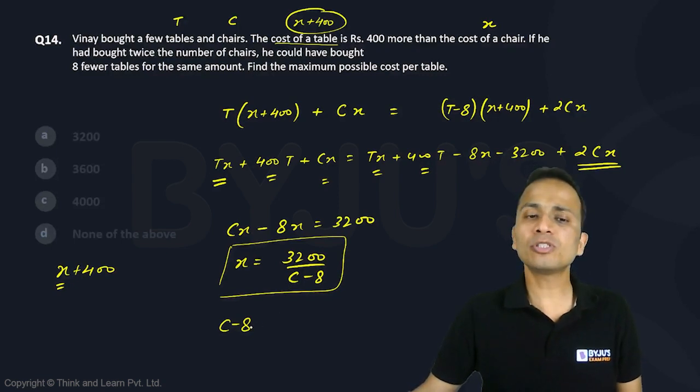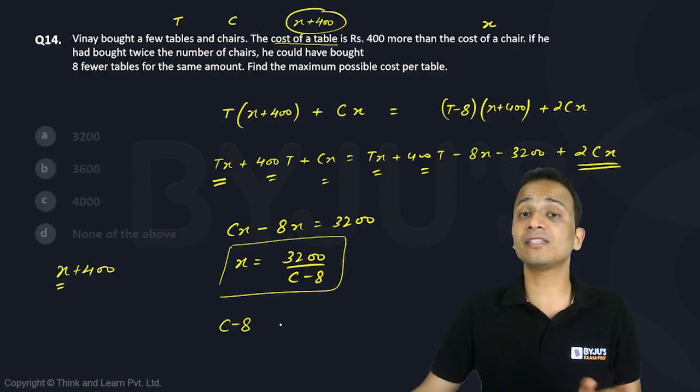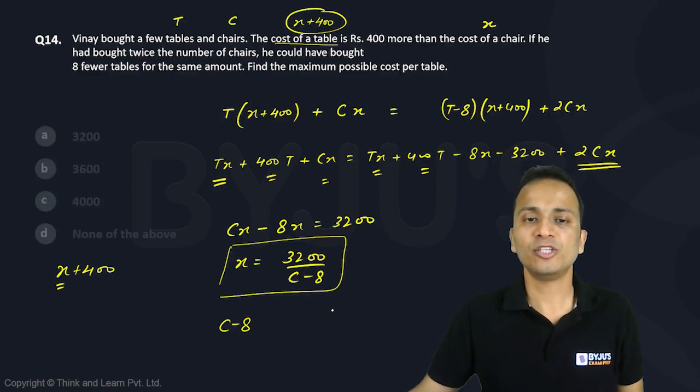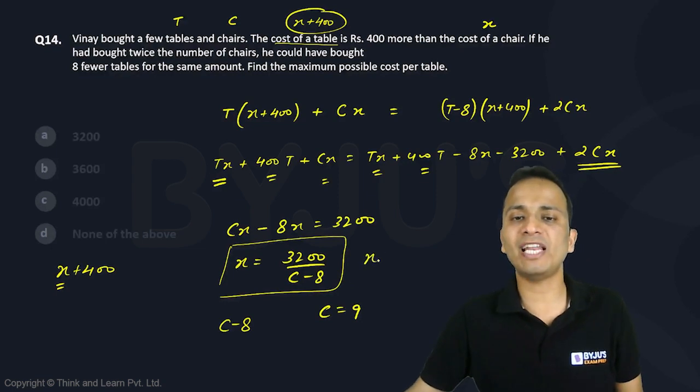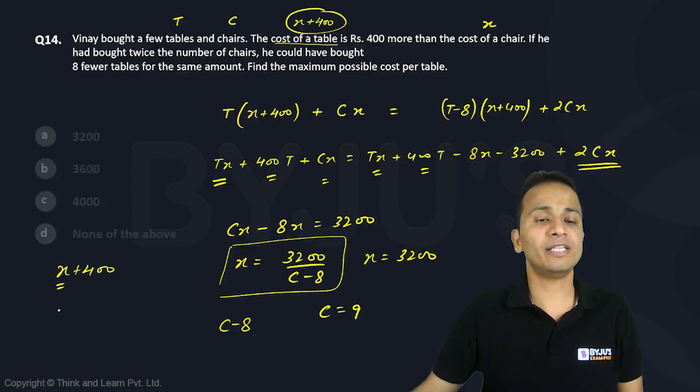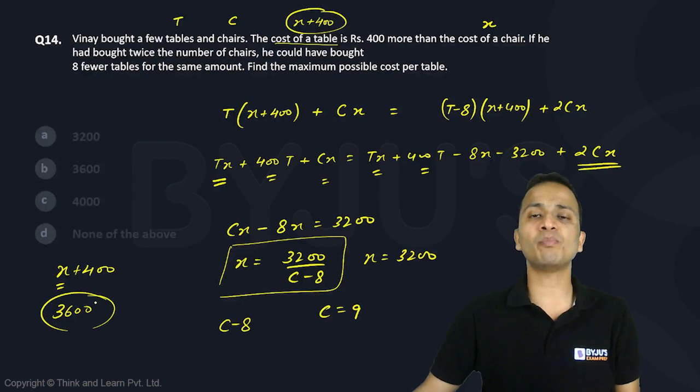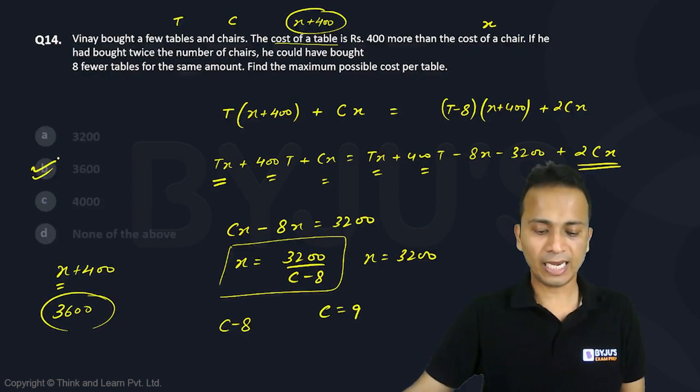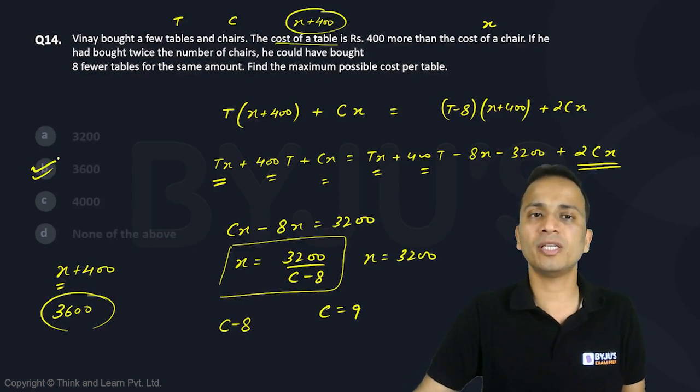Okay. So C minus 8 should be positive, or C should be greater than 8. So the minimum value of C that is greater than 8 will be equal to 9. So the value of C will be equal to 9 and that will give you the maximum value of X as 3200. If X is 3200, then X plus 400 will be equal to 3600 and that will be the maximum possible cost of a table. And the correct answer is option B.